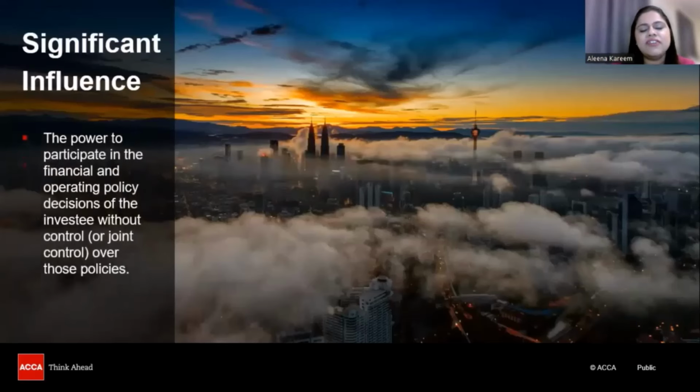So in terms of significant influence, we first have to identify what we actually mean by significant influence. The standard says that it is the power to participate in the financial and operating policy decisions of the investee without control or joint control over those policies. So it is where you have the power to participate. Remember, it is not a power to control. It is a power to participate in the financial and operating policy decisions.